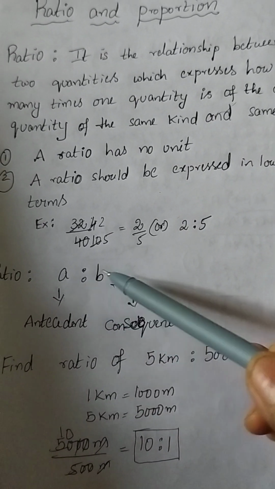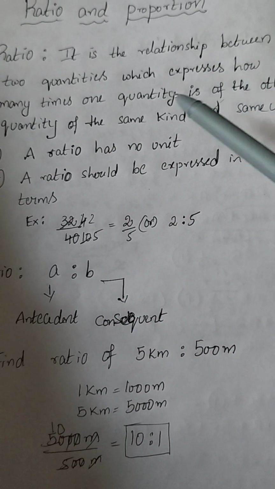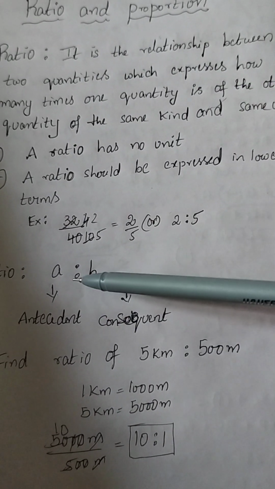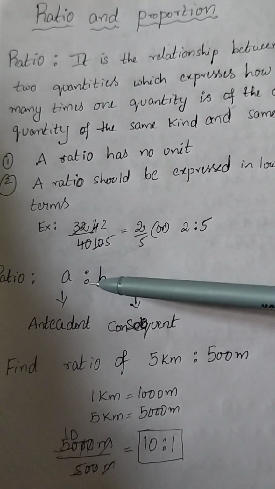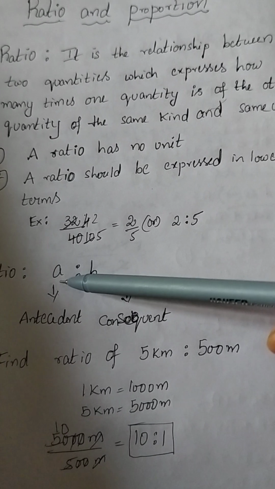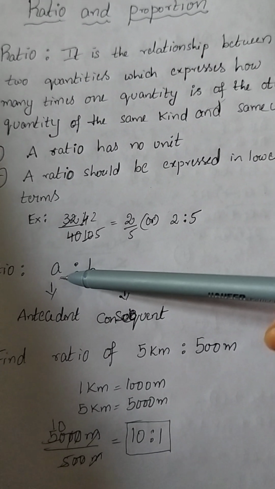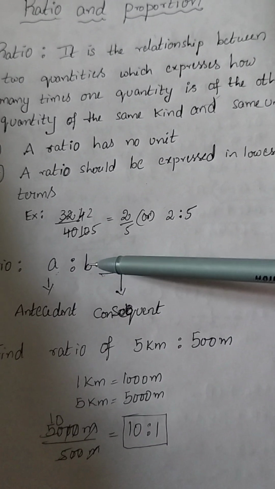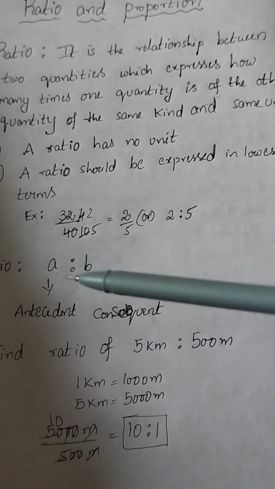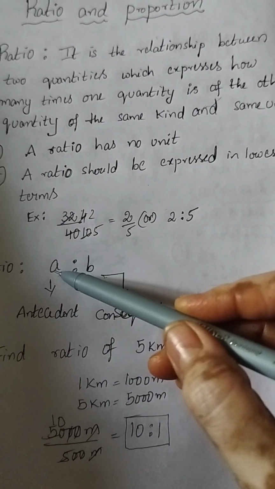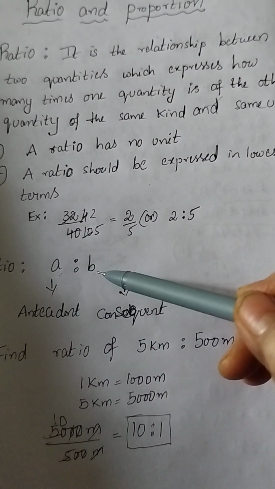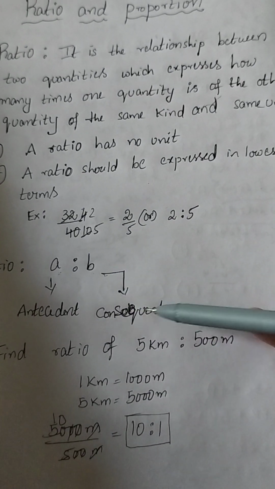What the ratio shows is the relationship between the two quantities, that is, how many times one quantity is represented in terms of the other quantity. The first term is called antecedent and the second term is called consequent.